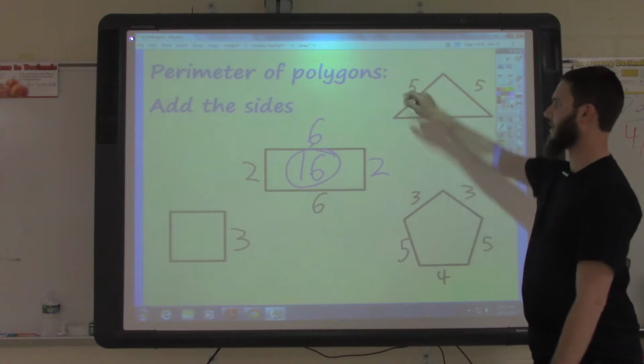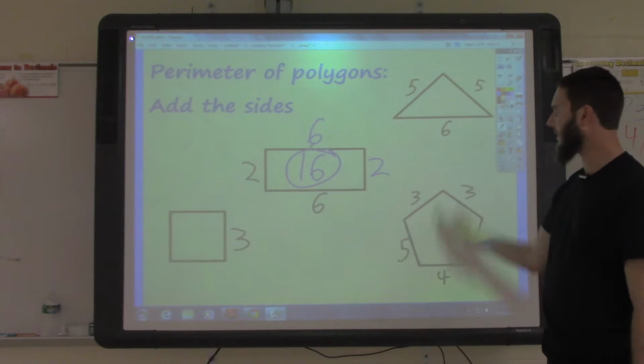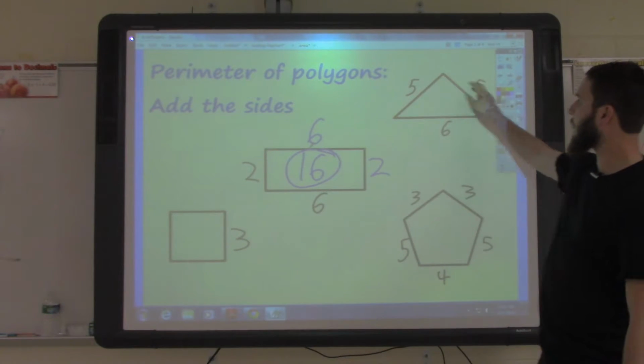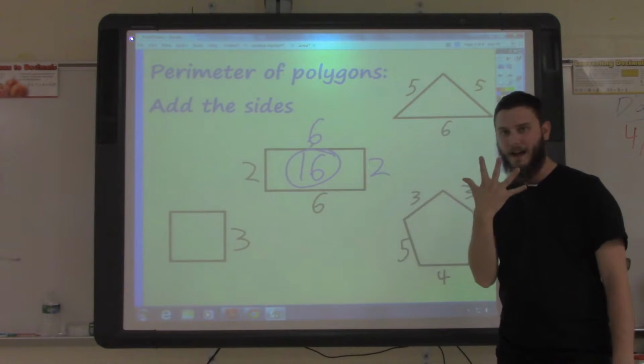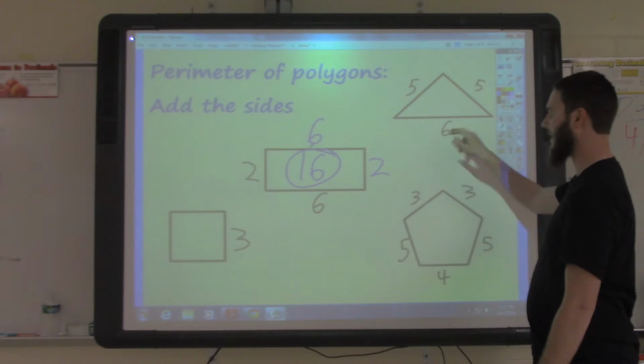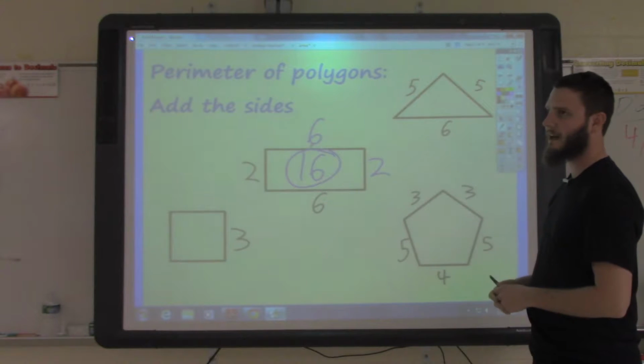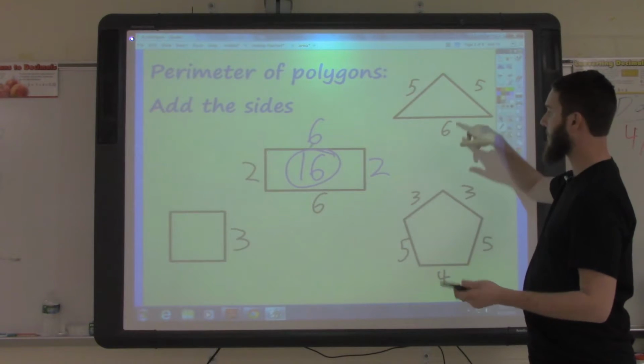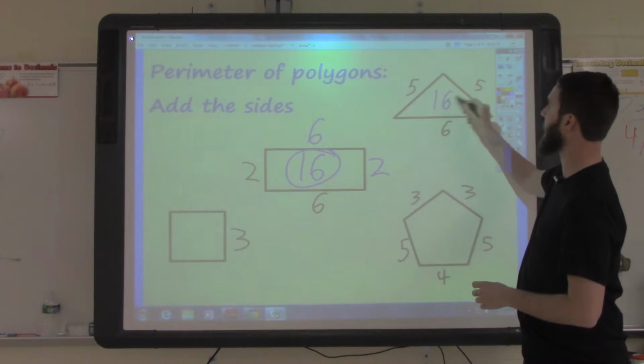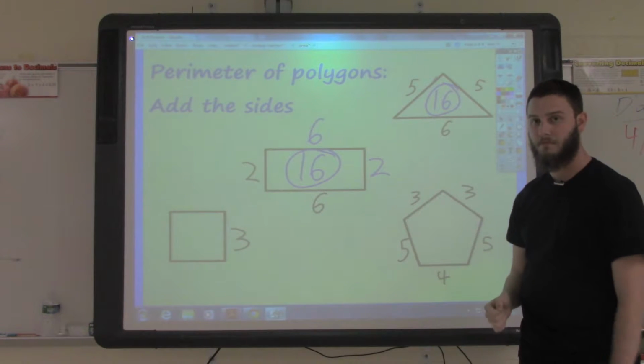All you have are 3 sides. In this case of an isosceles triangle, we have 2 sides that have a length of 5, and we have 1 side that has a length of 6. Simply add them up. 5 plus 5, that's 10, plus 6 gives me, once again, a perimeter of 16.